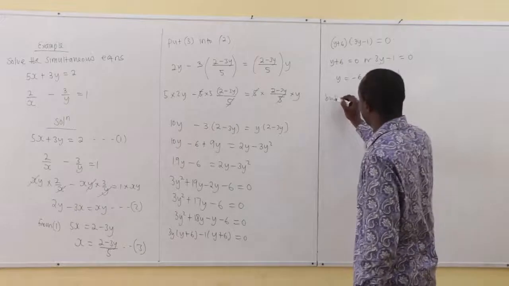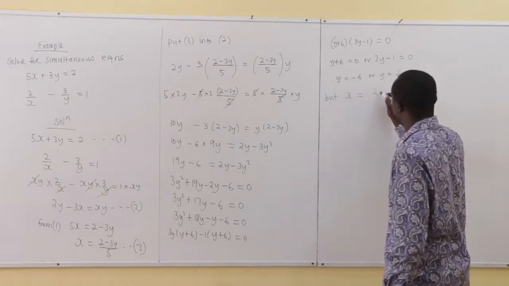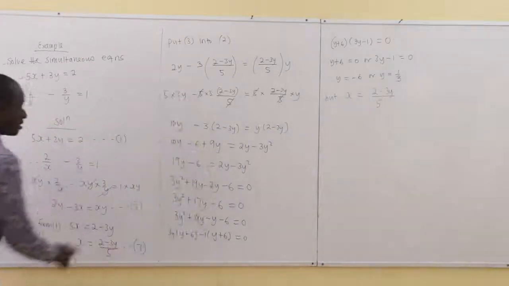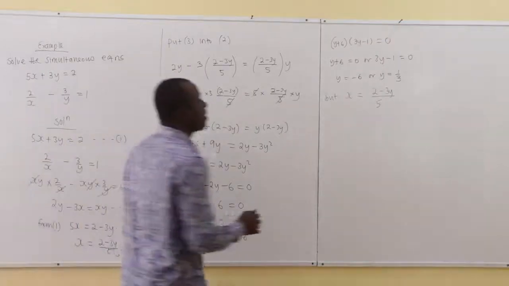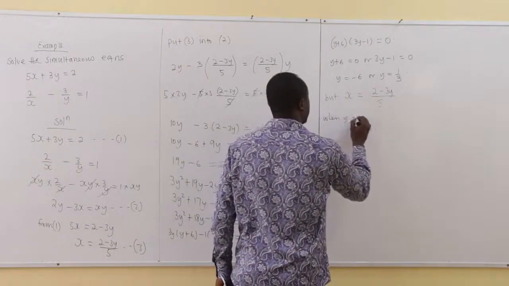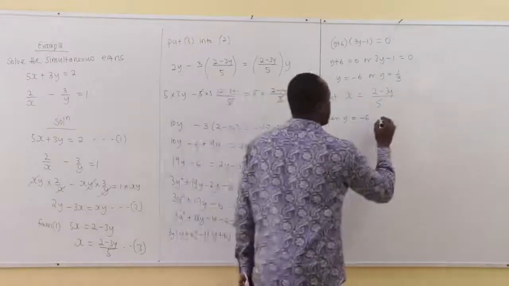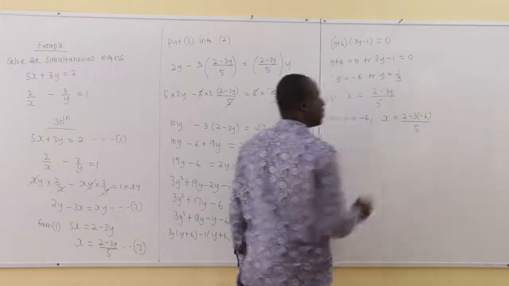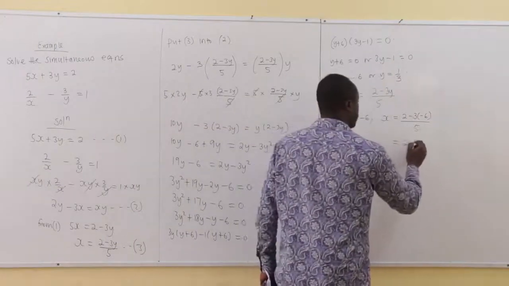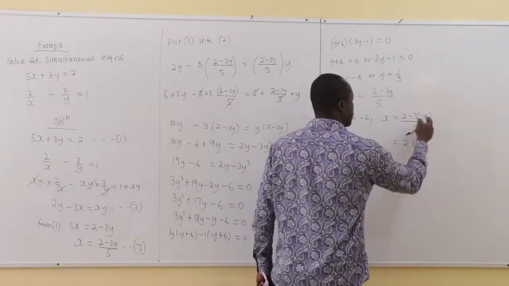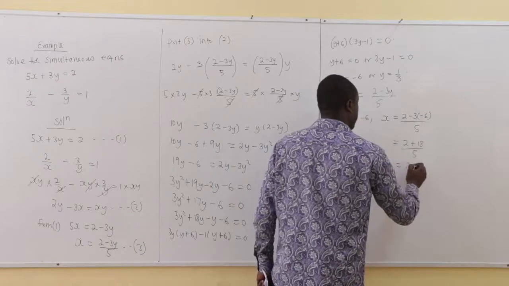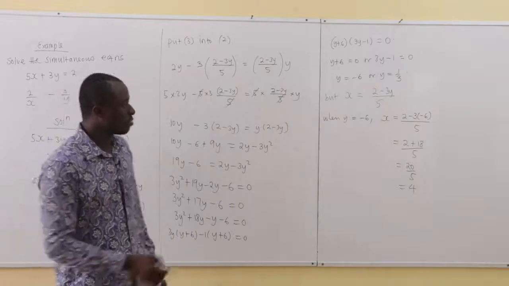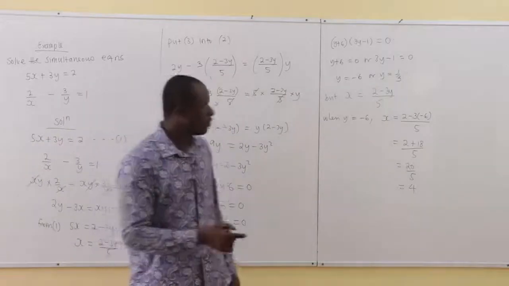But then, what do we know? We had x equal to 2 minus 3y all over 5, from here. Now, when y is negative 6, what is x? Clearly, x is equal to 2 minus 3 times negative 6, and then over 5. Now, this is the same as 2 plus 18, negative times negative is positive, 3 times 6 is 18. We have 20 over 5, and what do we have? We have 4. So when y is negative 6, we have x to be 4.